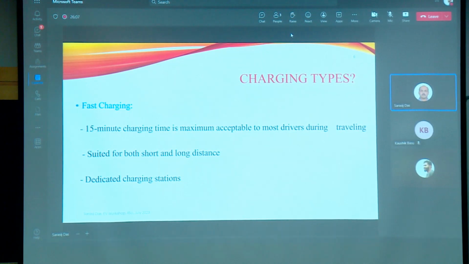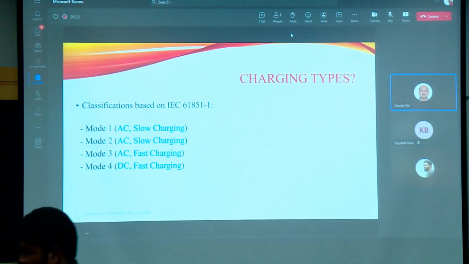But obviously it needs high power, because if you want to charge your car batteries in such a short time, you need to charge at high power. And such a high power you cannot have in your home. So usually you need a dedicated charging station for this purpose.